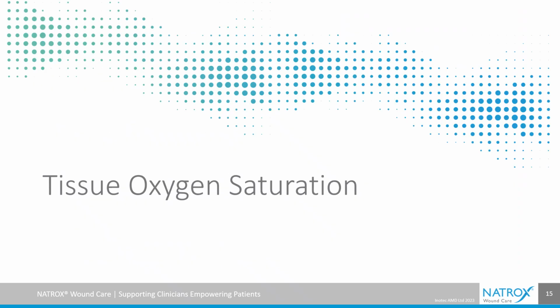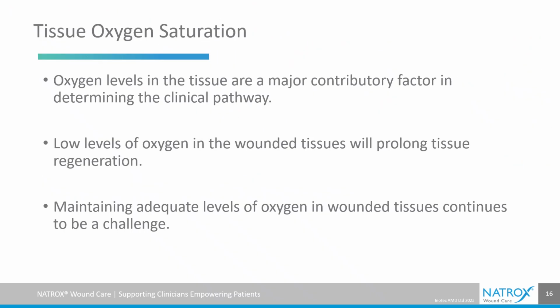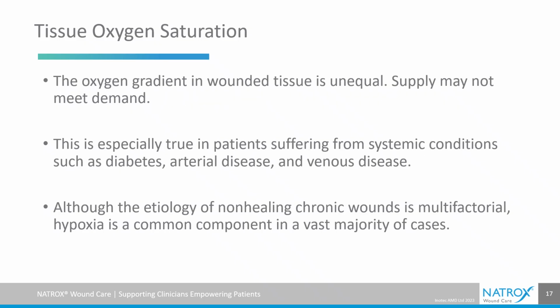Next, we're going to discuss diagnostic images for tissue oxygen saturation. As we've already covered in other modules, oxygen levels in the tissue are a major contributory factor in determining the clinical pathway. Low levels of oxygen in wounded tissue will prolong tissue regeneration. Maintaining adequate levels of oxygen in wounded tissues continues to be a challenge. The oxygen gradient in wounded tissues is unequal. The supply may not meet the demand.